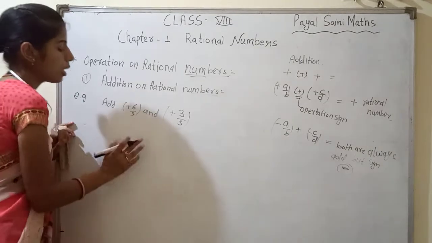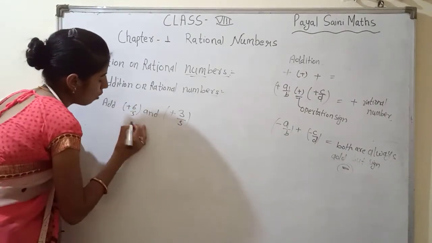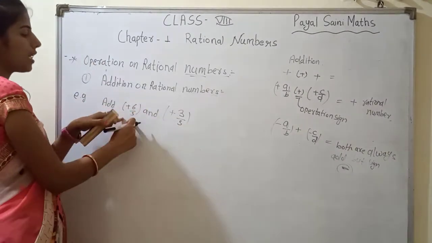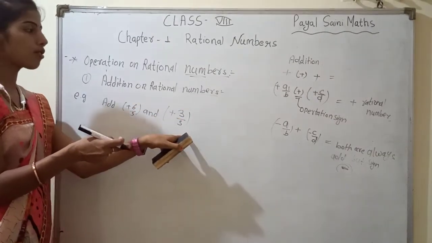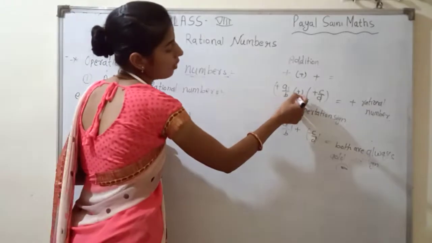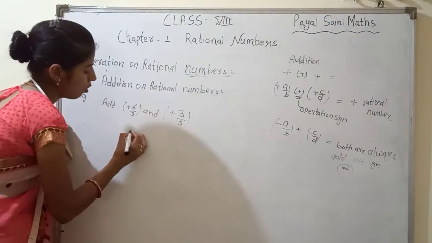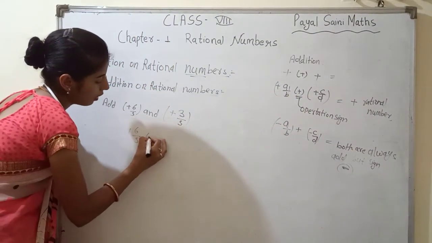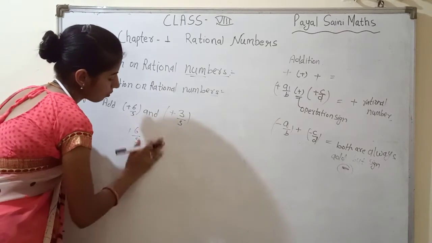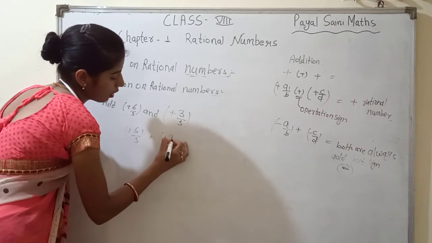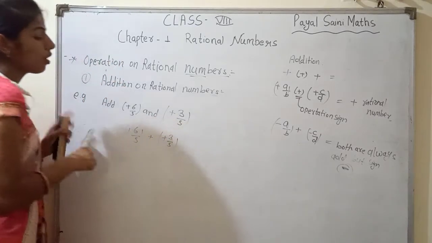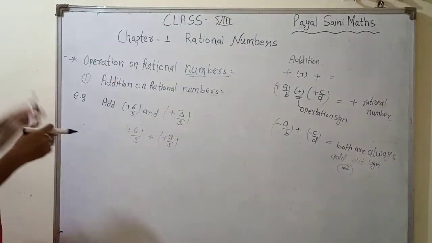How do we add? Simply, it's very easy. Now you can see here your rational numbers are positive. First number is positive and second is positive, and our operation sign is plus. And how do we solve plus 6 by 5 plus plus 3 by 5?